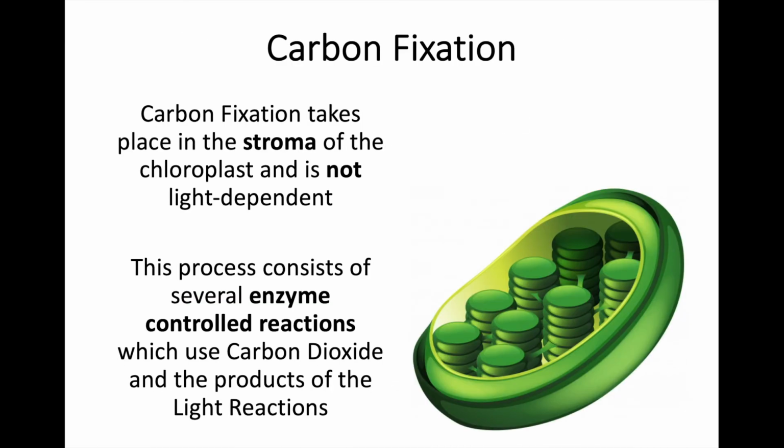Okay, so now we're moving on to the final part of photosynthesis, carbon fixation. So hopefully you remember from the chloroplast diagram earlier on that carbon fixation takes place in the stroma of the chloroplast. And the stroma does not have chlorophyll, it is not light dependent, meaning it does not require any light. However, this process does consist of several enzyme-controlled reactions. So again, going back to National 5, we looked at this cycle of enzyme-controlled reactions which use carbon dioxide and the products of stage 1. Now that's still broadly true, we just go into a bit more detail as we do with most of these things in higher. So let's get started with this.